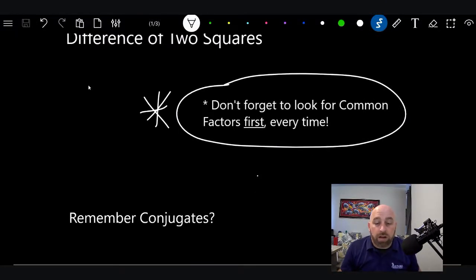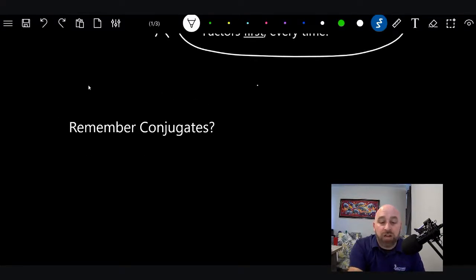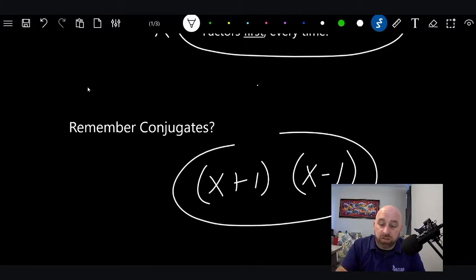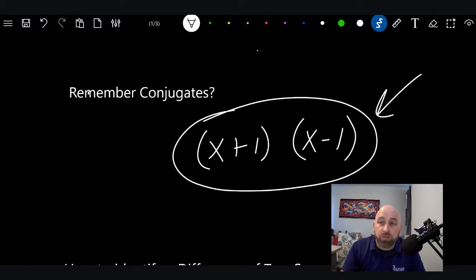Okay, all right, but as we're going on to that next step, let's think about something. Do we remember what conjugates are? This was from last chapter. Hopefully you do. A conjugate is something that looks like this: x plus 1, x minus 1. In this lesson, 7.4, your answer is always going to be a conjugate. This is the only answer you can get.